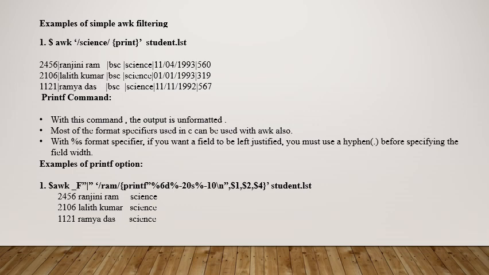You can see $1, $2, $4. These are nothing but the fields, and they must be left justified. So they are a little bit far from the left side. You can see they are left justified. So this is the example of the printf option.